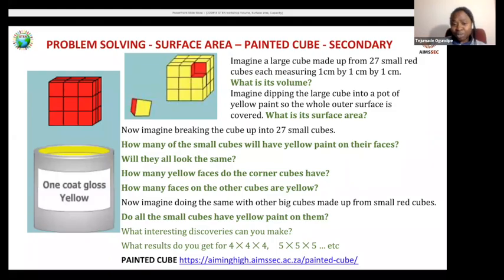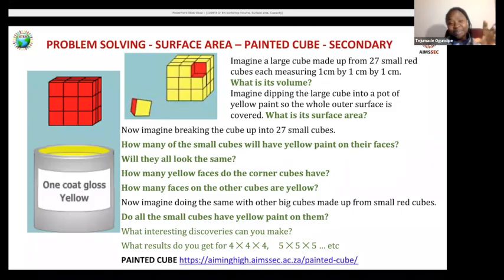And I want us to use the chart. Are they going to be the same? How many yellow faces do the corner cubes have? So you can start thinking about it. When you look at the cubes at the corner, how many yellow faces do they have? How many faces on the other cubes are yellow?